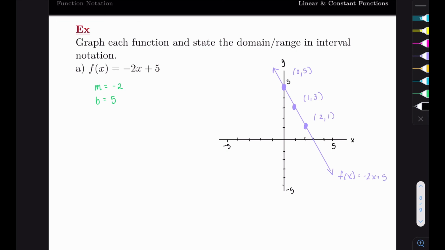Okay. So looking at our line, it continues on forever in each direction. Our domain is anything we want, so all real numbers. And our range is going to be exactly the same thing.